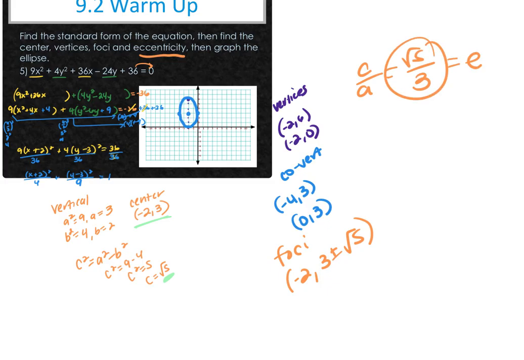Questions on anything related to the warm-up or the quiz? Yeah, you have to write both. No, you can write it as plus or minus. Yeah, you can leave it plus or minus, as long as it can't be then simplified. Like if that was 3 plus or minus 5, you've got to keep going. But if it's root 5, you could keep it.